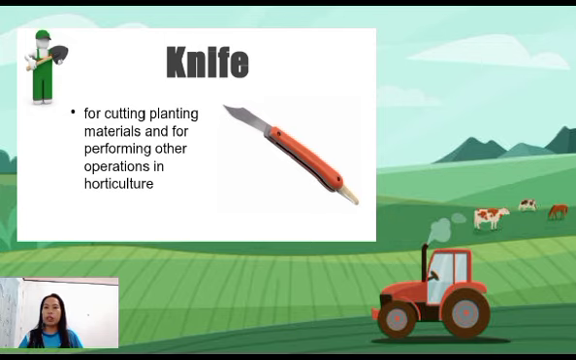Knife. It is for cutting planting materials and for performing other operations in horticulture. It is a general purpose knife used for cutting planting materials, for example stems, cuttings, and various tasks in horticulture and gardening.